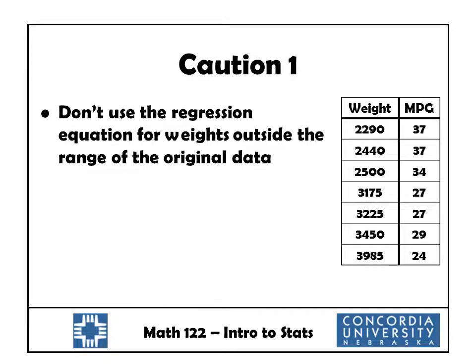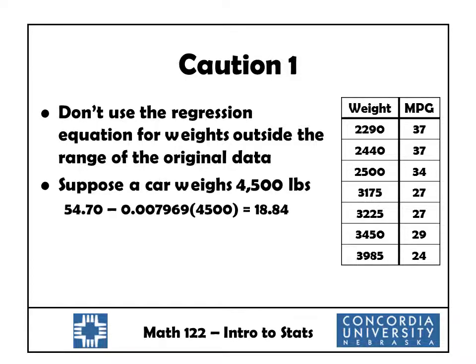Now, linear regression equations are easy to calculate, they're also easy to use, and they're often overused or used inappropriately. So let's give a couple of cautions. First caution is don't use the regression equation for weights outside of the range of the original data. In this data, our weights range from about 2,000 pounds up to 4,000 pounds. Over that range of weights, we know the trend of the data. They tend to decrease in a straight line, but we don't know what happens outside of that range.